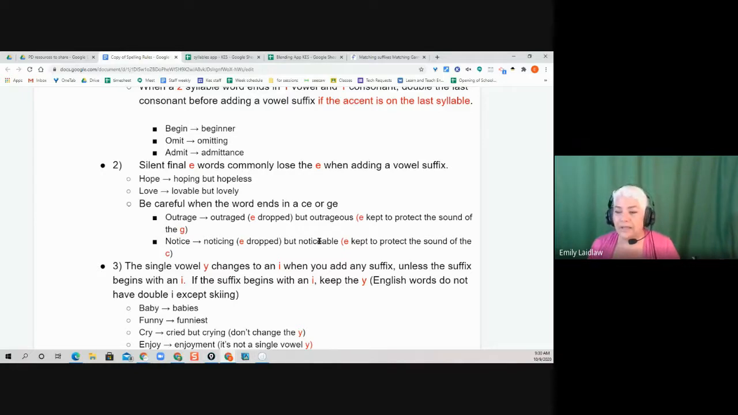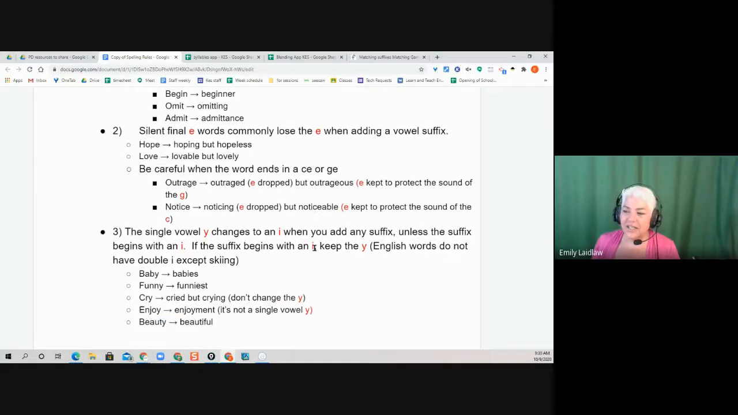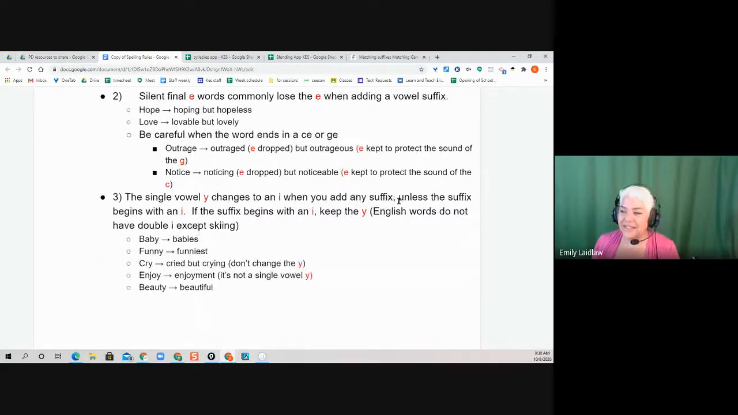I practice them, but none of us gets to mastery right away. We still sit there and say, oh, wait, I have to double that letter, or oh, wait, that one still needs the E. It's okay. And then this rule, the single vowel Y changes to an I when you add any suffix unless the suffix begins with an I. If the suffix begins with the I, keep the Y, because English words do not have double I's except for the word skiing, because that was not originally English.